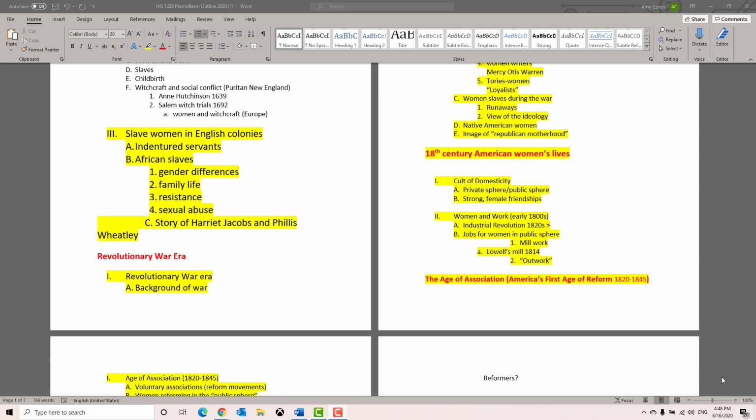So today we're going to start with slave women in the English colonies and talk a little bit about the lives of the African slaves in colonial America.